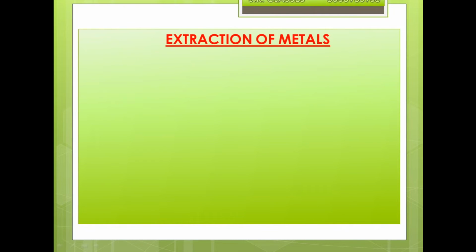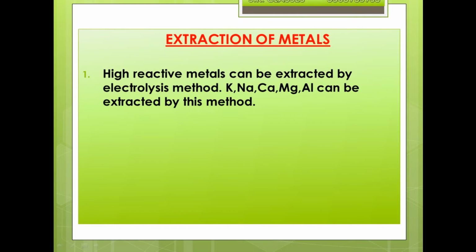Extraction of metal is very important, so I am going to discuss it. Number one, highly reactive metals can be extracted by the electrolysis method. For example, potassium, sodium, calcium, magnesium and aluminium can be extracted by this method.